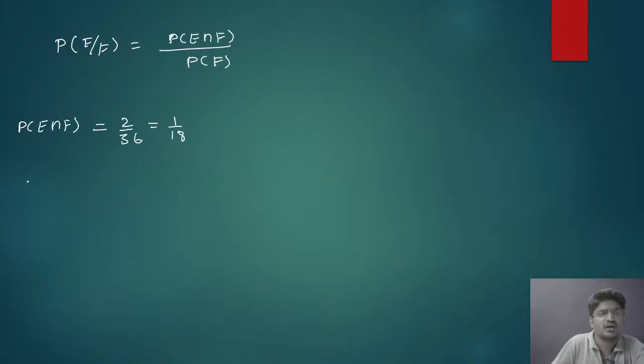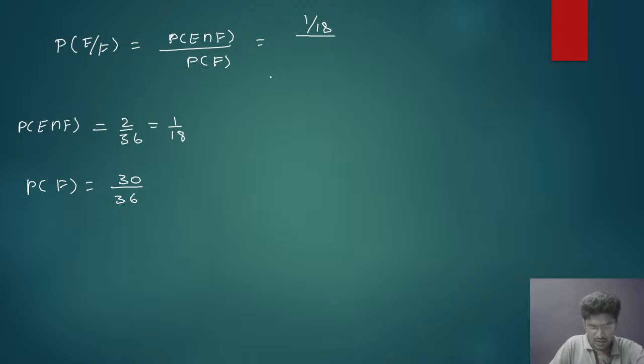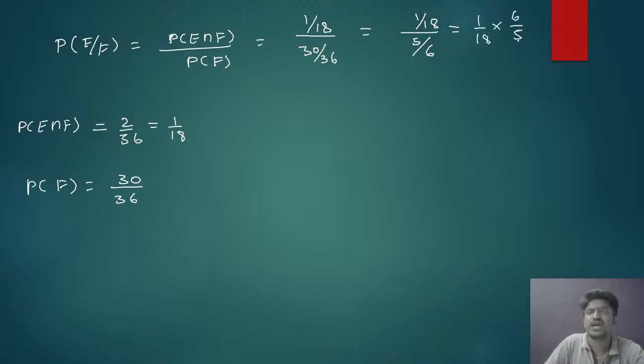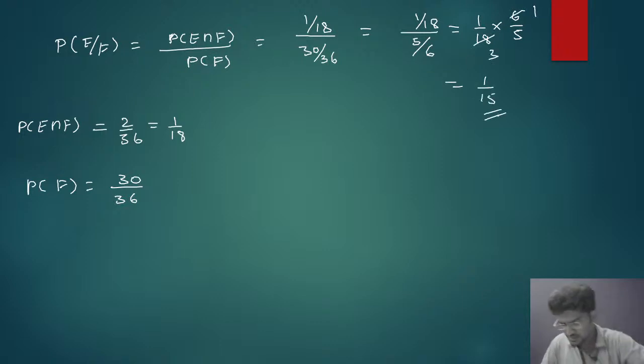That is 1 by 18. Probability of F: totally there are 30 elements, and total outcomes are 36. So 30 by 36, we have to simplify. That will be 5 by 6. Therefore 1 by 18 divided by 5 by 6, that is 1 by 18 into 6 by 5, which is 1 by 15. 1 by 15 is your answer.